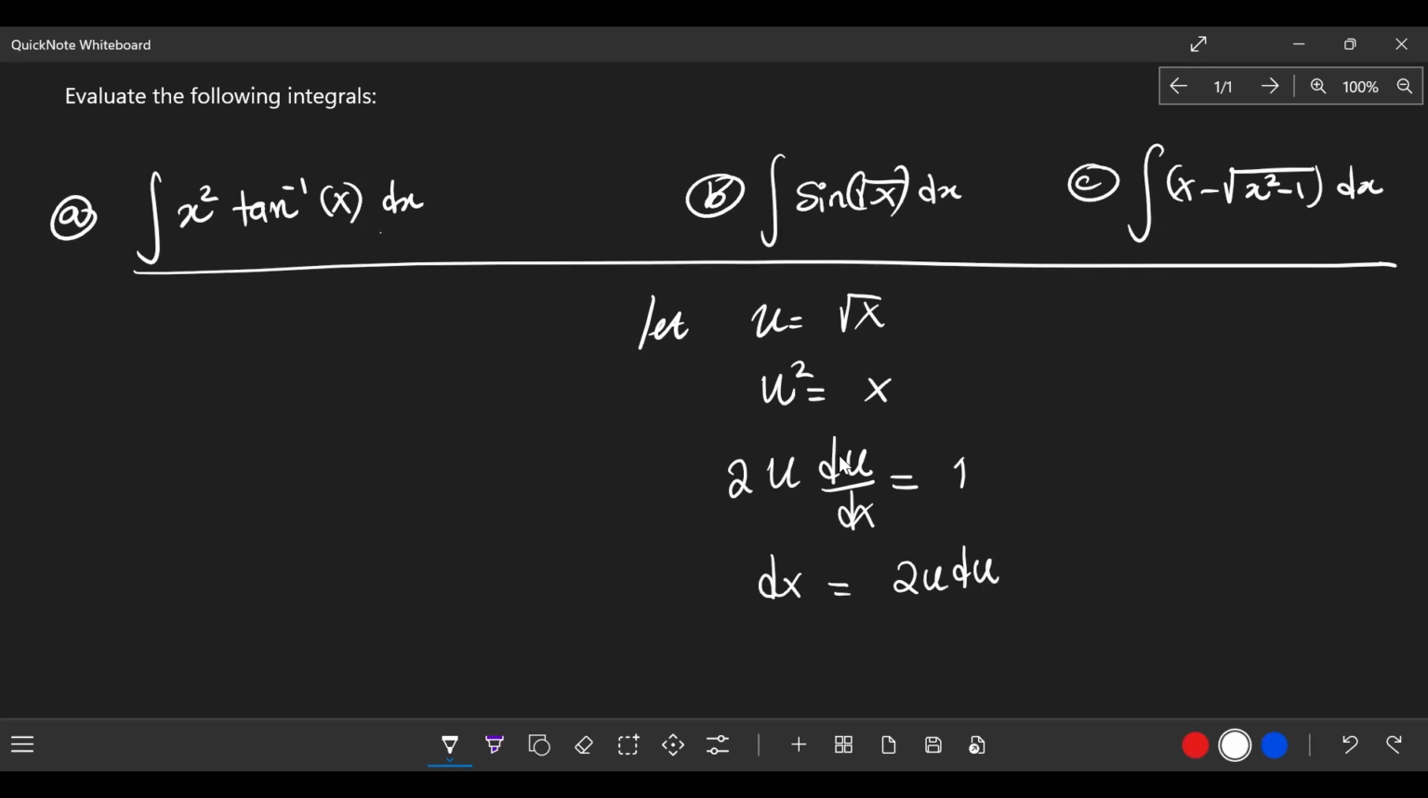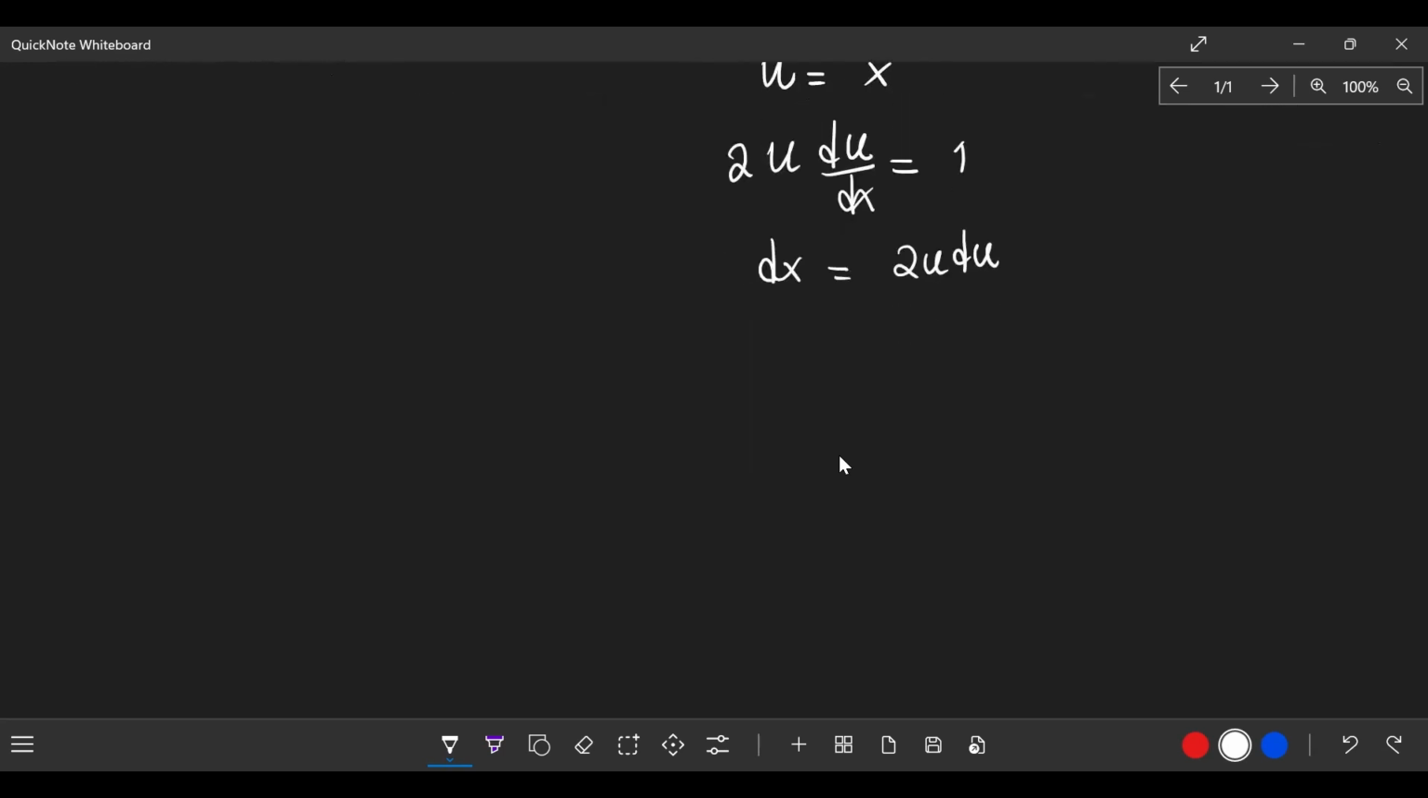So let's make that substitution here. The new integral is going to look like this: I have sine, in place of root x I said that is u, and in place of dx I said this is 2u du. At least now you can see something familiar, very easy to do. You can integrate sine u. So I have a product of two functions. What technique are we going to use here? Yes, you're right, integration by parts. So we're going to apply integration by parts.